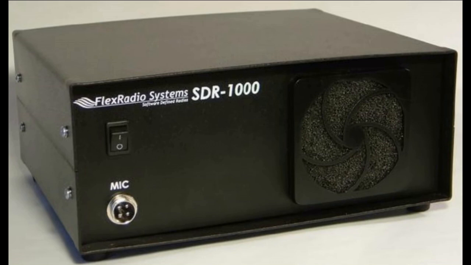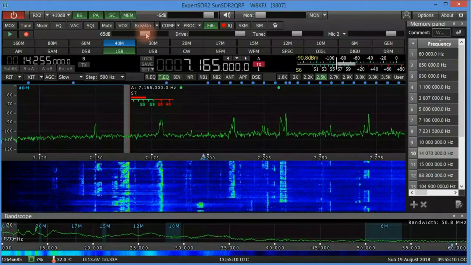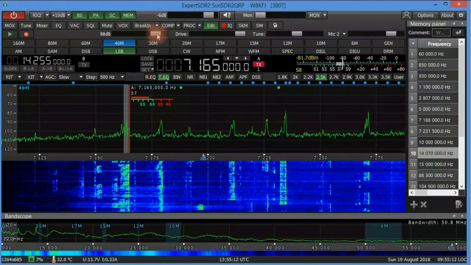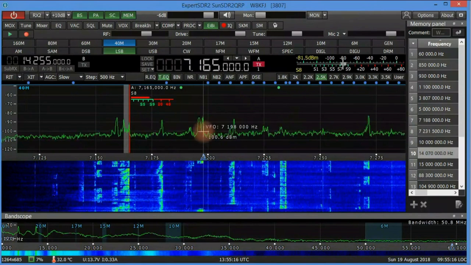A lot has happened since Flex Radio introduced us to the SDR-1000 15 years ago. Hard to believe it's been that long. SDRs have improved dramatically and prices have dropped a lot. It's not just a snazzy display on your computer screen, it's the future of amateur radio, and radio in general for that matter.